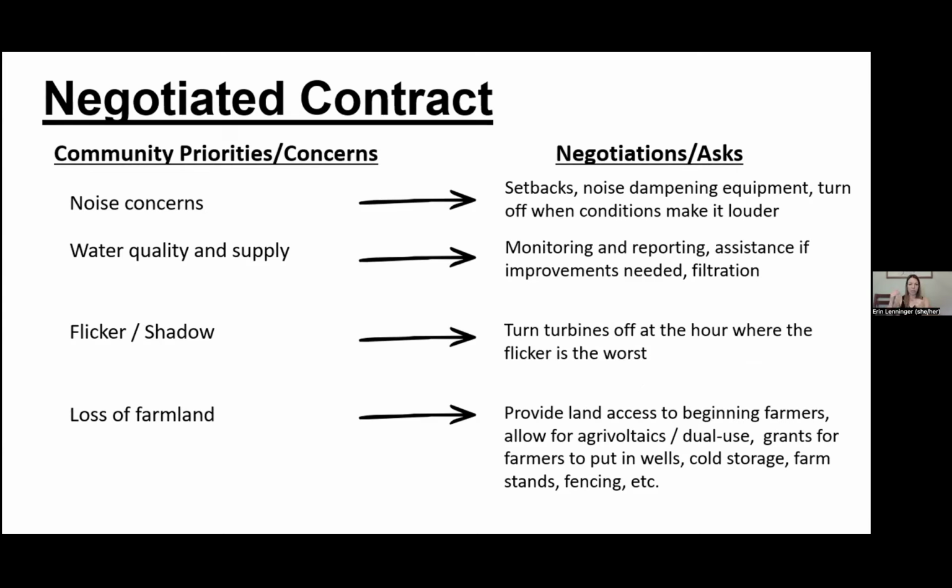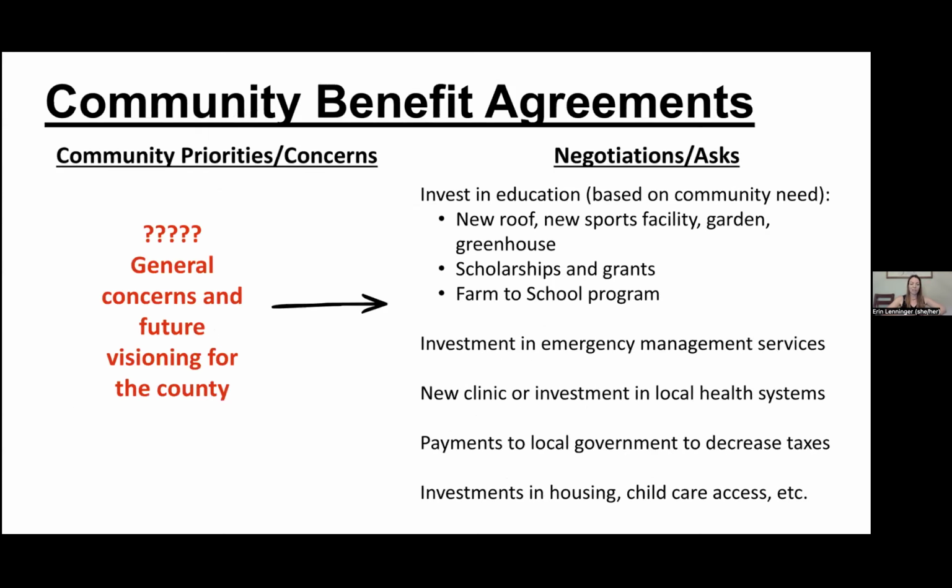And if we can get into that negotiation space, maybe they're going to say we can't do that, but maybe we can do this, right? So we're going to brainstorm and give a lot of options of ways to protect your community or to add benefit. And if you go to the next slide, again, a community benefit agreement broadens that open.